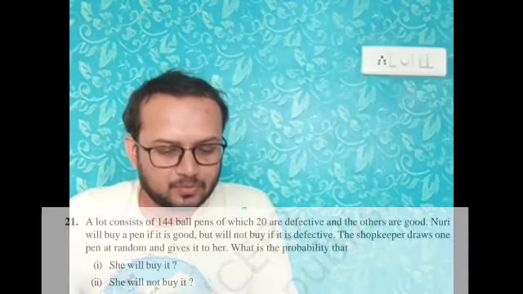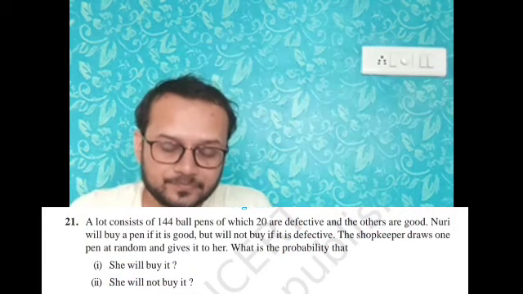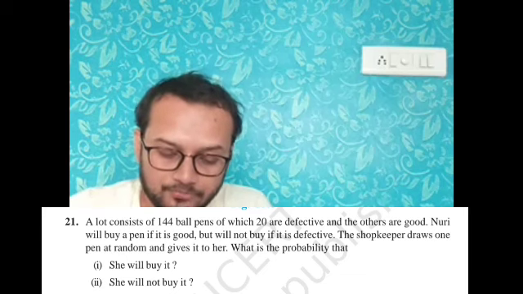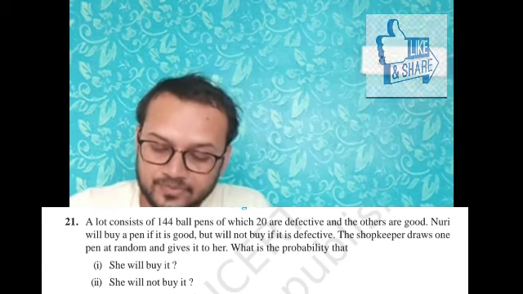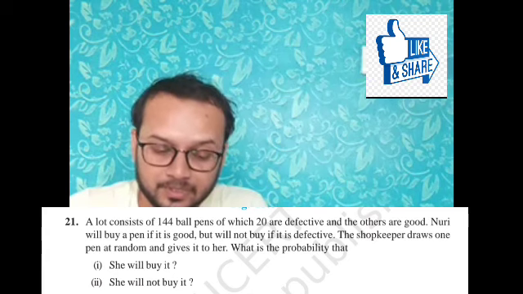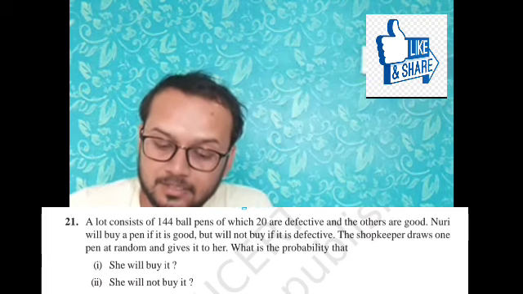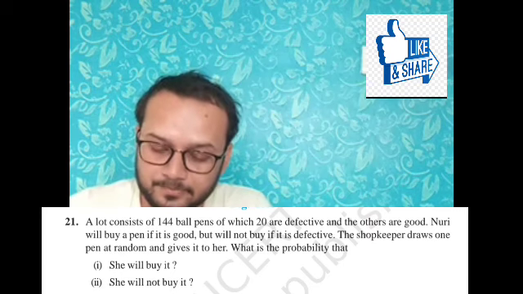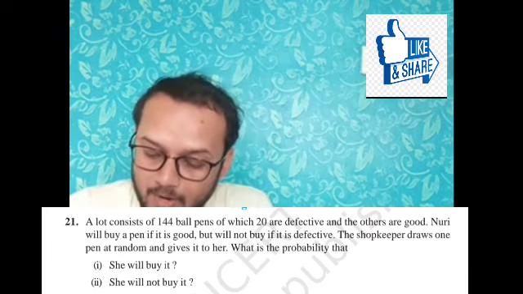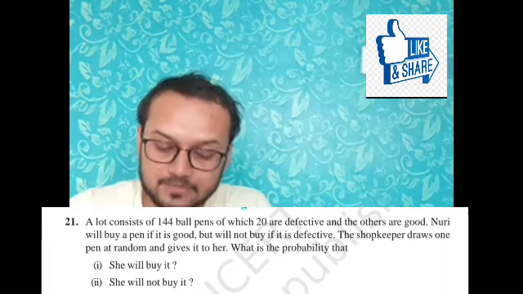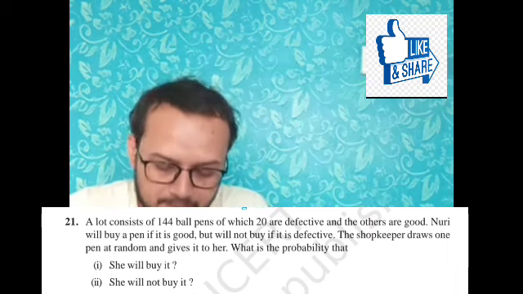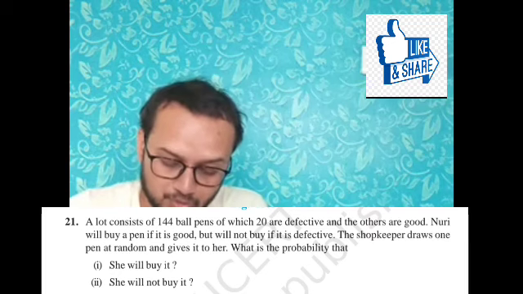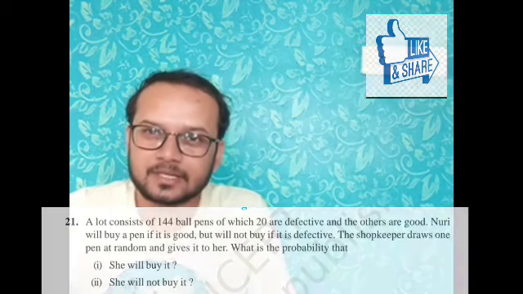Next question is question number 21. See the question. A lot consists of 144 ball pens, of which 20 are defective and the others are good. Noori will buy a pen if it is good and will not buy it if it is defective. The shopkeeper draws one pen at random and gives it to her. We have to find the probability that number 1, she will buy it, and number 2, she will not buy it. Let us solve this.